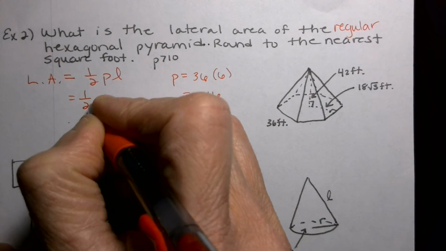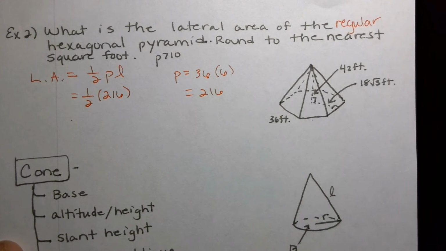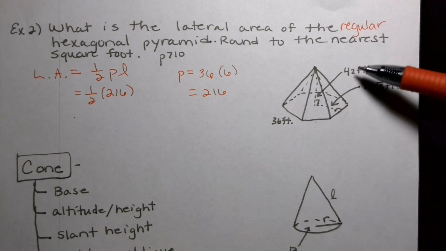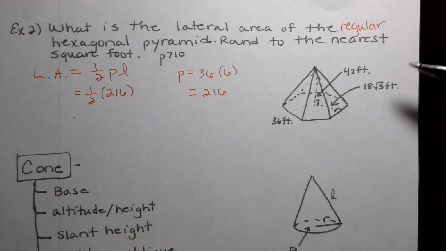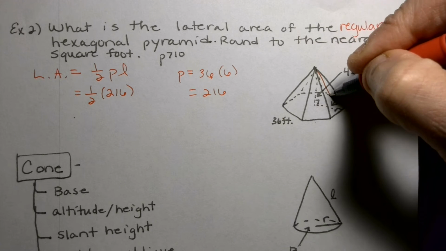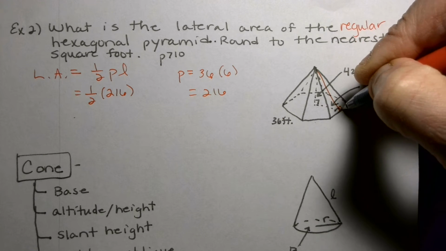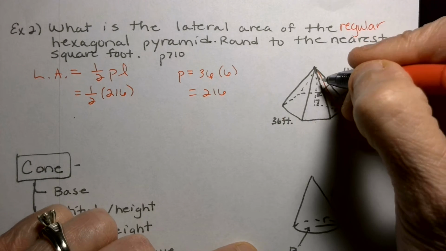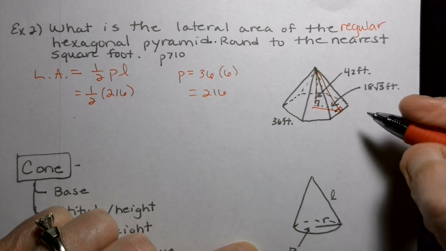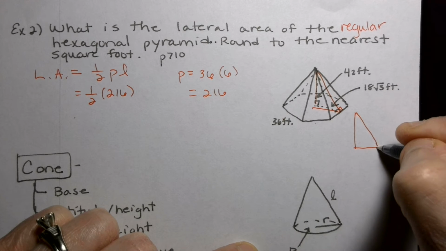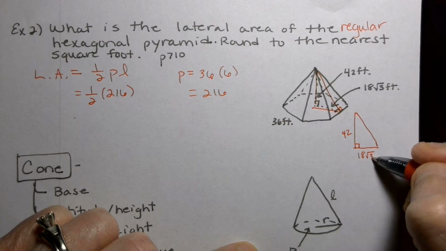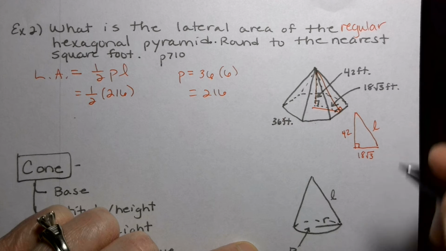Okay, so I've got a half times 216, and I need my slant height, and here's where the fun begins, guys. So look what I'm given. I'm given the height. That is not the slant height, people. But they also gave me this. So when I draw this in here, which is my slant height, I now have a lovely, lovely right triangle in there. Isn't that cool? So let me redraw it so you can see it right here. So I've got this is 42, this is 18 root 3, and you need slant height.